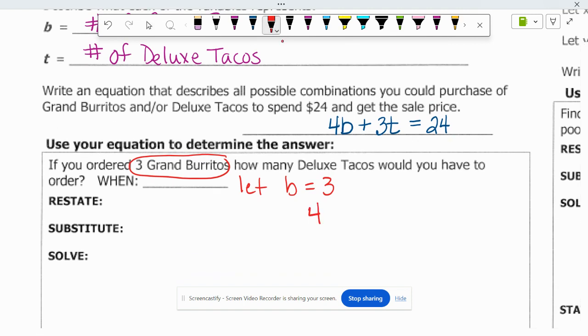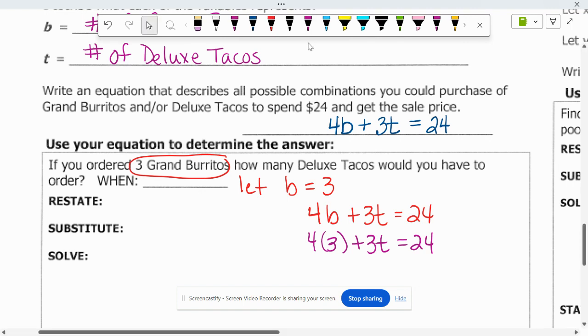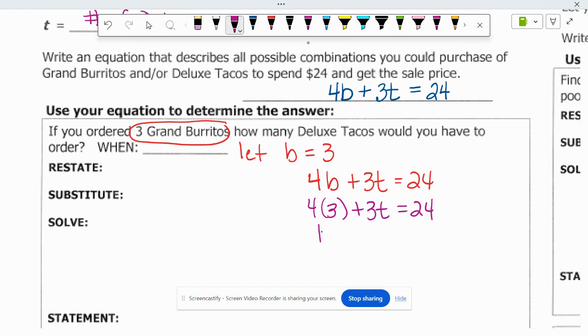So I have 4B plus 3T equals 24. I'm just going to get rid of my B and put a 3 there. 4 times 3 plus 3T equals 24. Angeli, what is 4 times 3? So I have 12 plus 3T equals 24. Angeli, what am I going to do to get T all by itself?